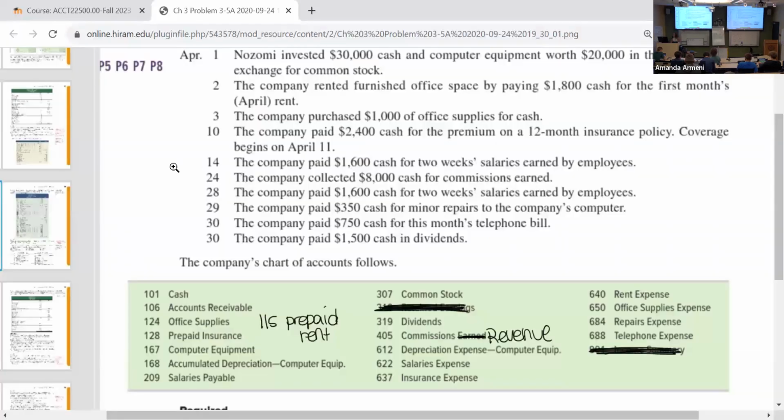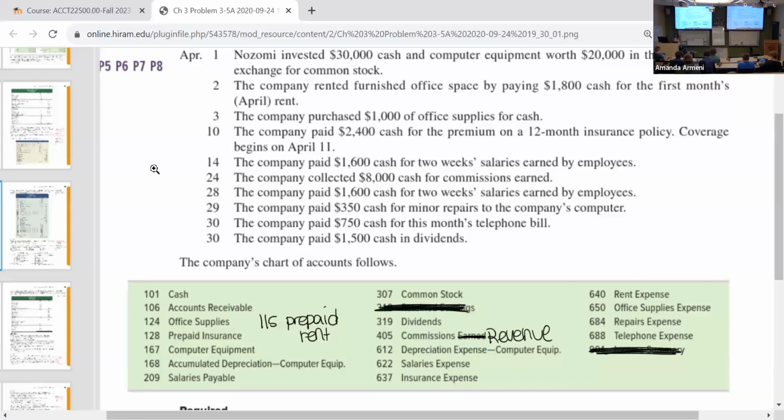What about the 14th? The company paid $1,600 cash for 2 weeks of salaries that have already been worked by those employees. Earned by employees means for us, the business, because remember, we're not accounting for the employees, we're accounting for the business. If it says that those employees have already earned that money, that means that we have incurred the expense of them working for us, because we're looking at it from the business's point of view. What am I going to do in my journal on April 14th?